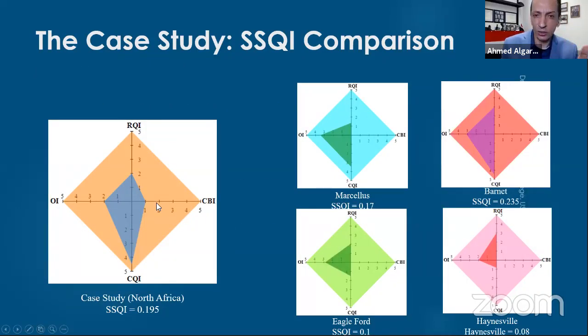The case study to the left is from the Western Desert in Egypt, and I was trying to compare it with some shale plays in the United States: Marcellus, Barnett, Eagle Ford, Haynesville, all of them good shale plays in the United States. So I was trying to compare the one we have in Egypt with these.